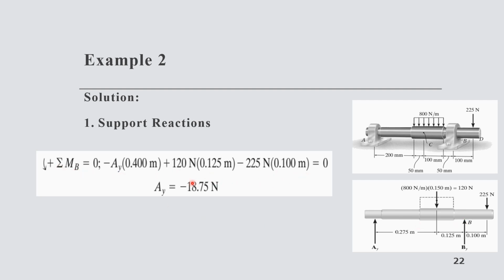Using this principle, this AY into this particular length plus the 120 Newton multiplied by 0.125 meter and minus 225 Newton into 0.1 meter, because this force will cause a clockwise movement, this force will cause an anti-clockwise movement, and as per our convention, we are assuming that AY will also cause a clockwise movement. However, the answer shows that our assumption was wrong. AY is actually acting in the downward direction.